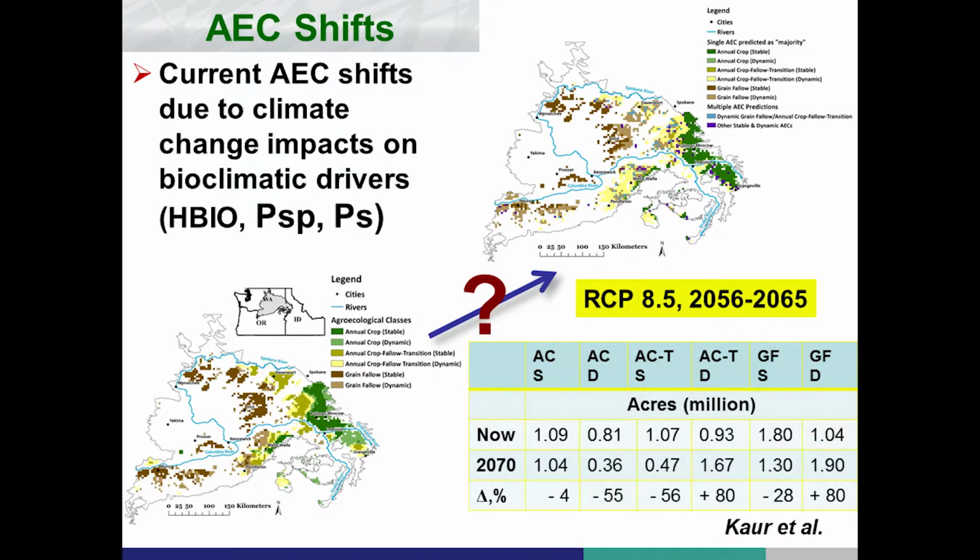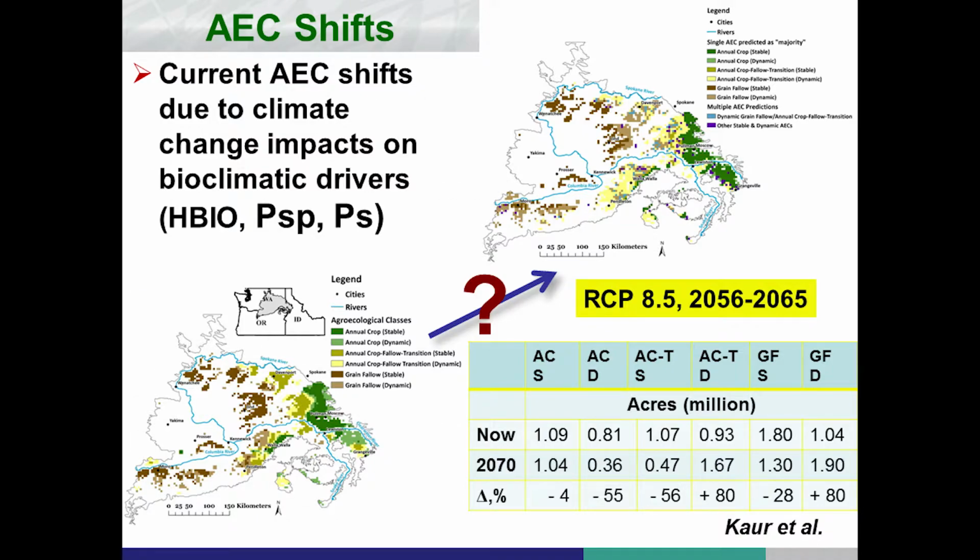So here's our AECs again: annual cropping, stable and dynamic, AEC transitional, and then grain fallow over here, stable and dynamic in each case. Now, the current situation in millions of acres, and then 2070 again at the representative concentration pathway of 8.5. And you can see the big winners are AEC transitional in terms of being dynamic, as well as the grain fallow dynamic. So again, the dynamic classes through here, the central portion of the region, increasing from the standpoint of acreage. The losers being the annual crop dynamic and the grain fallow stable.